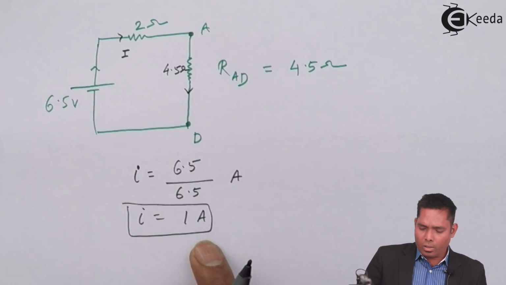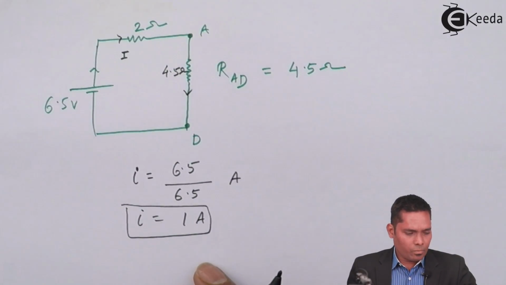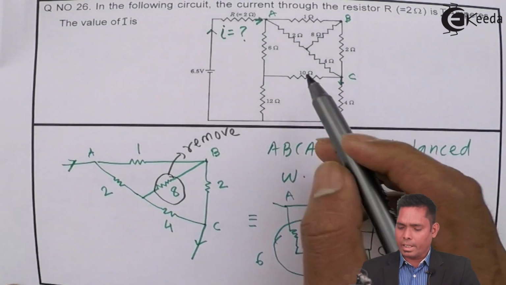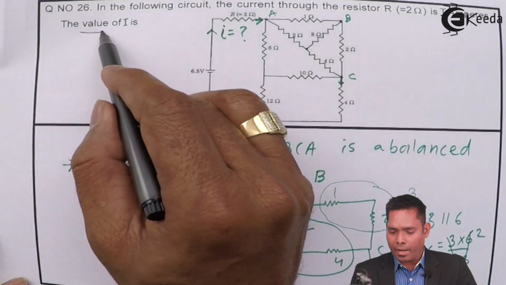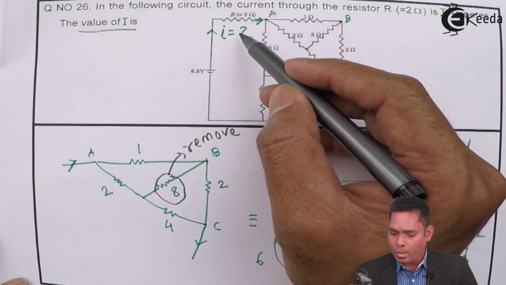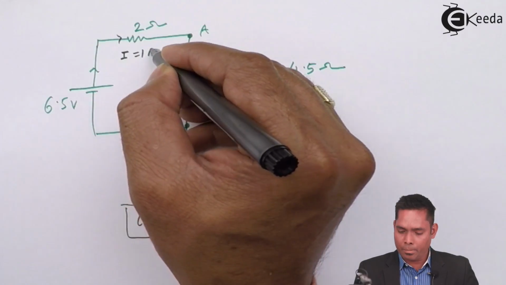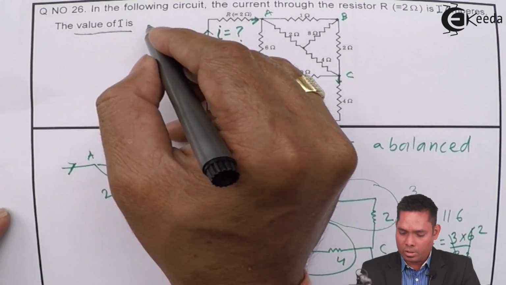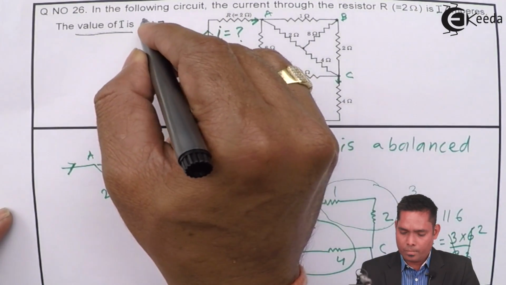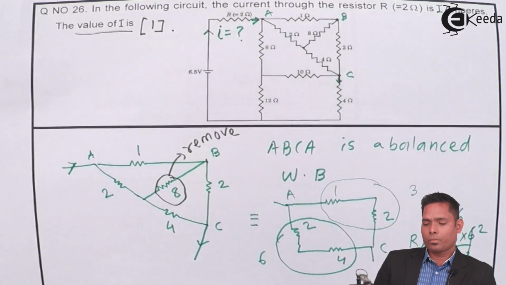So finally we got that I equals 1. That means the value of the current I flowing through the 2 ohm resistor comes out to be 1 ampere. So the answer to this question is 1 ampere. That is the answer.